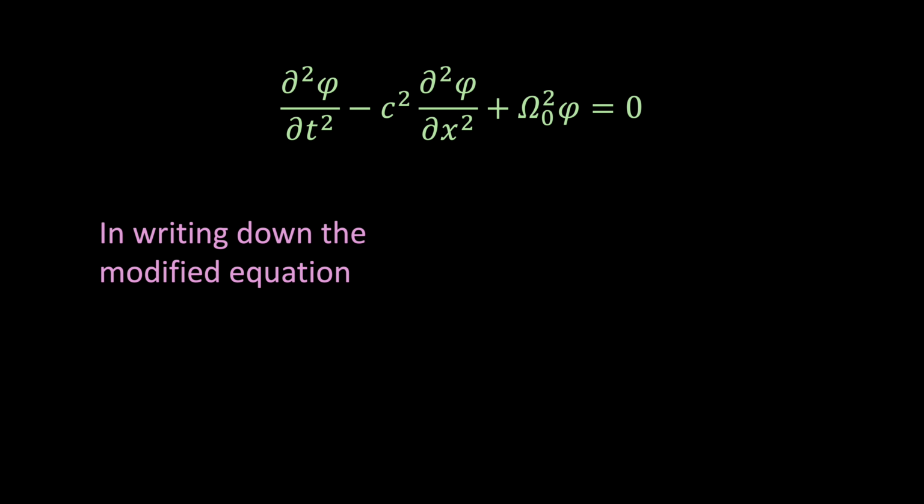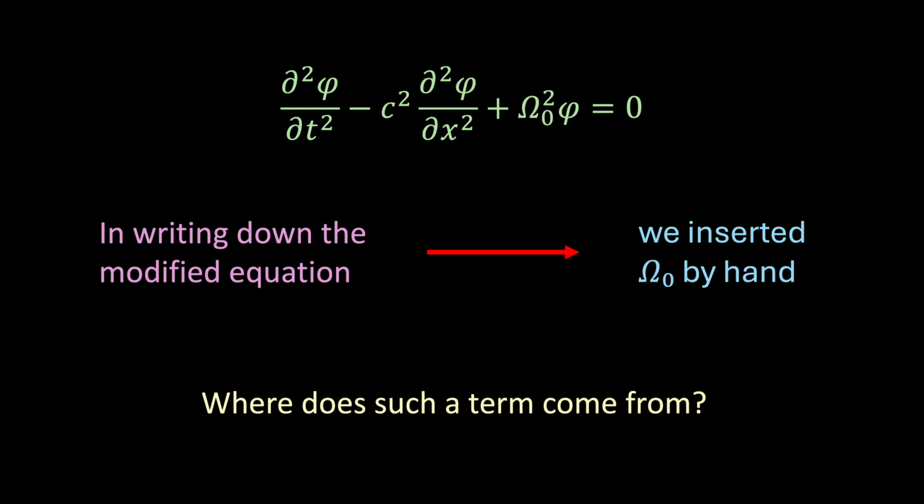But in writing down the modified wave equation, we simply inserted omega naught by hand. But where does such a term really come from? This is where the idea of a potential becomes essential. A term in the field equation that is directly proportional to the field itself, like the restoring term in the modified wave equation, can be traced back to a potential function associated with the field.